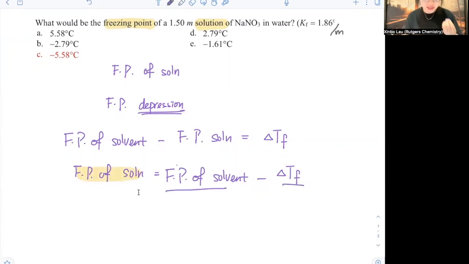Do we know the freezing point of the solvent? Nothing is given, but we have to realize what the solvent is in this question. We have a solution of sodium nitrate in water. What's their role in the solution itself? Water is our solvent, and sodium nitrate is our solute. So now we know our solvent is water. Do we know the freezing point of water? I think so. That's 0 degrees C.